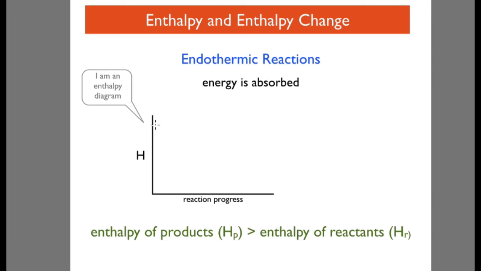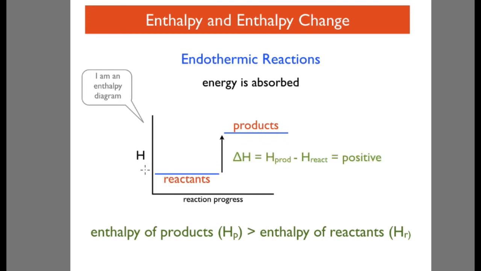For an endothermic reaction, energy is absorbed. The enthalpy of the products is greater than the enthalpy of the reactants. So you'd have reactants lower down on the y-axis because the enthalpy of the reactants is smaller than the enthalpy of the products. The products would go higher up. The difference between the two levels would be the enthalpy change, the enthalpy of the products subtract the enthalpy of the reactants. In this case, obviously, it's a positive delta H.